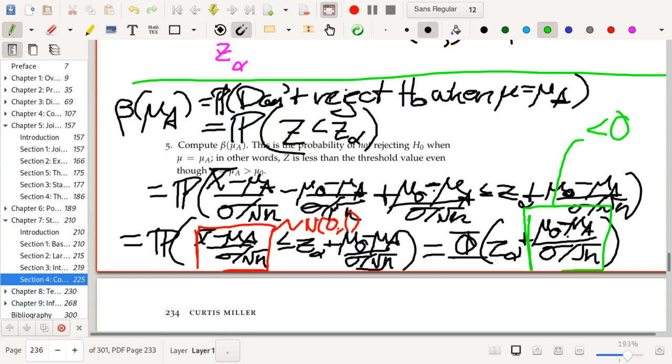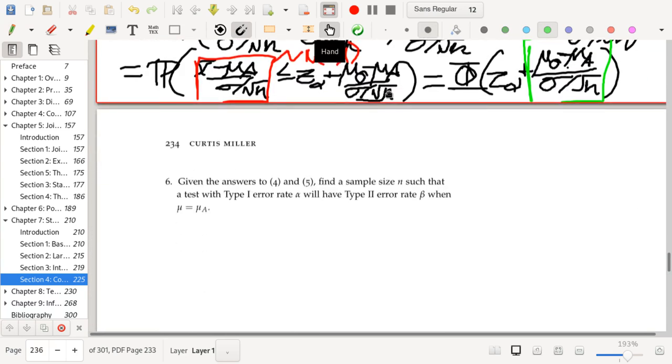That matters because as we increase our sample size, we are adding an increasingly negative term to Z alpha, which causes the argument to the CDF to approach negative infinity. That would mean that the CDF is approaching negative infinity. So that means the value of the CDF is approaching zero. That means that as we increase our sample size, the probability of making a type 2 error is going to zero. That's good.